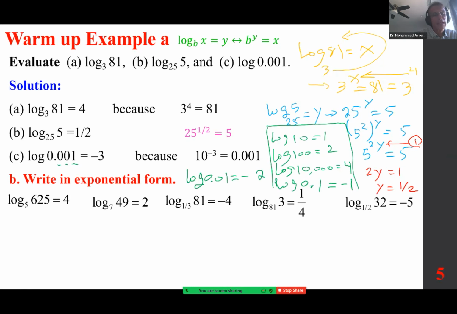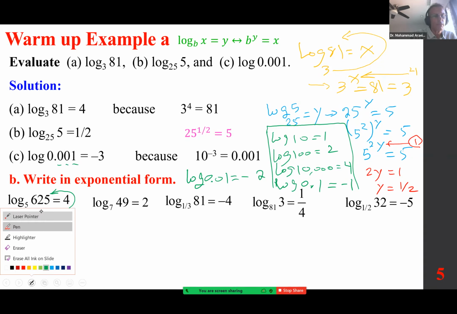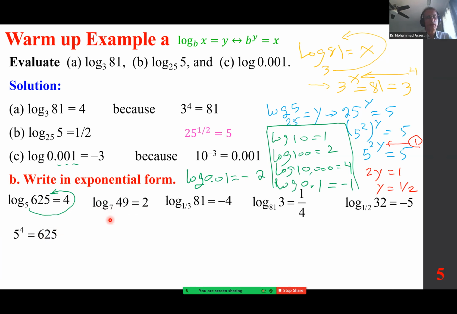Now we want to write this in exponential form. I remind you, of course, with this arrow, log 625 base 5 is 4. That means 5 to the power of 4 is 625. Very straightforward. What would be this one? Anyone? How would we rewrite this? Seven to the power of 2 equals 49. Perfect. 7 squared is 49.